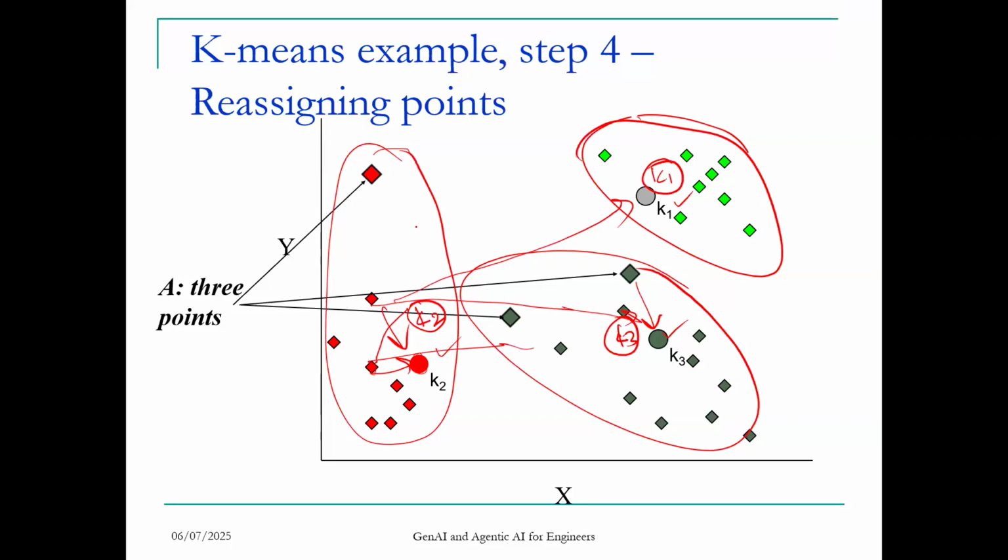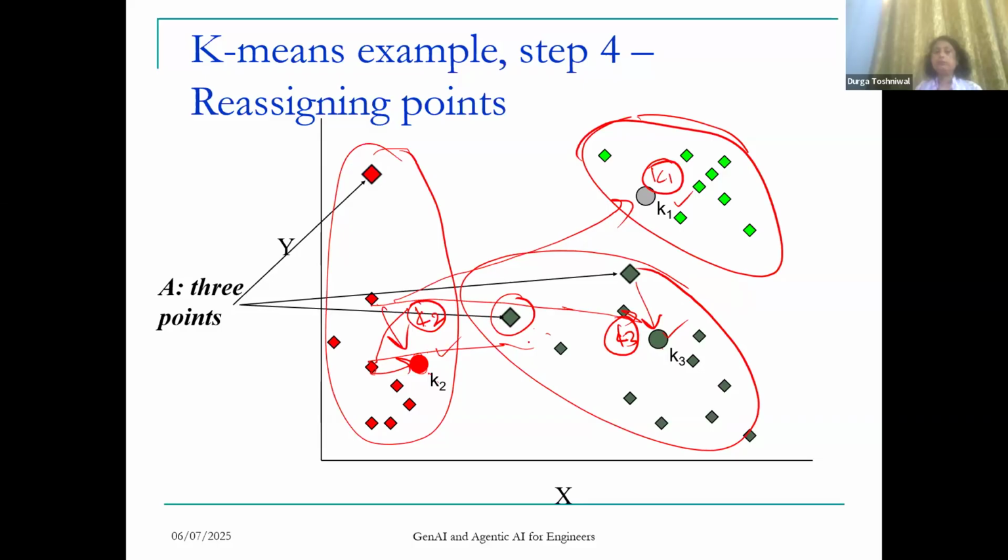Then it is possible that some of the points may now be closer to K3 in place of K2. Say, for example, if there is a point like this, probably it may have been with K2, it might go to K3. I'm just giving an example. So for each and every point, we have to find out the distance of the point versus these three cluster centers, and then decide which point will continue to remain in the same cluster and which point might change the cluster based on its closeness to the new cluster center.